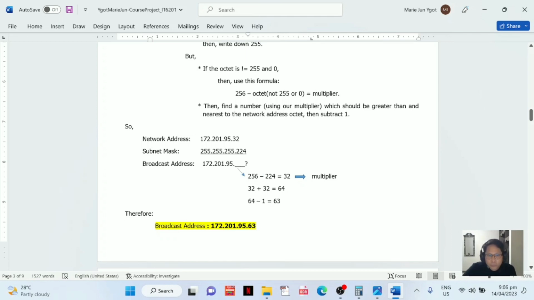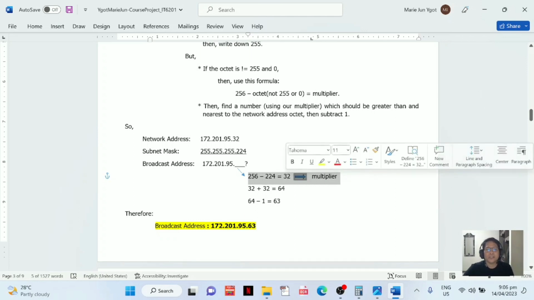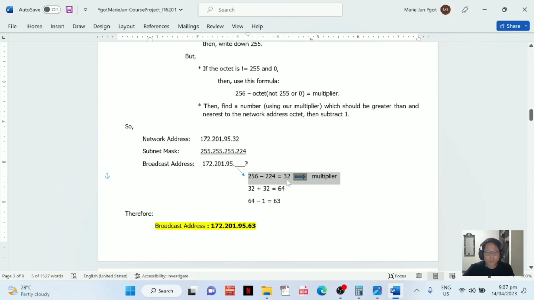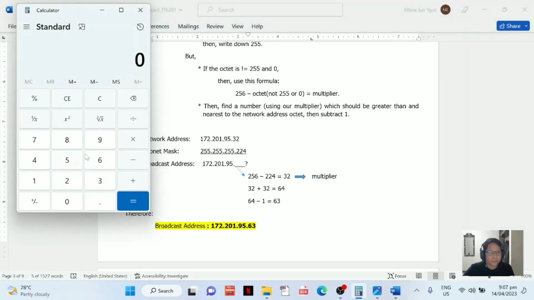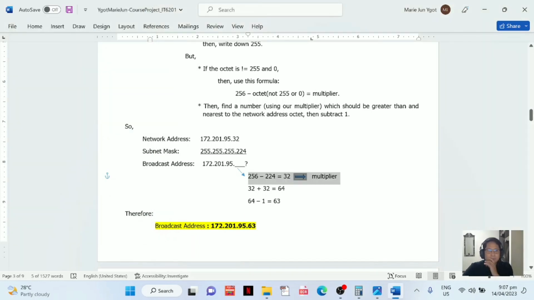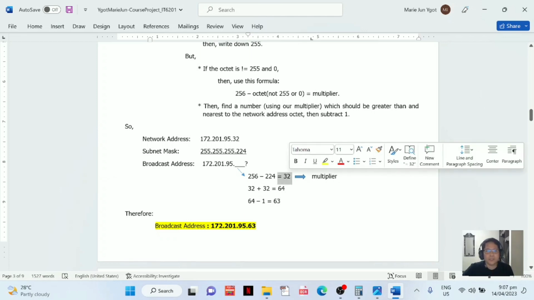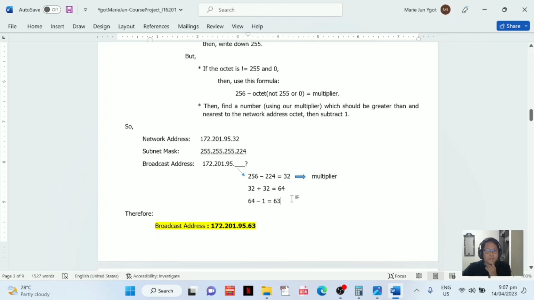So the formula 256 minus 224 is equal to 32. Let me confirm this first. 256 minus 224 is equal to 32. So now we have a multiplier that can be used on our next step. The multiplier is 32. Okay, this one.